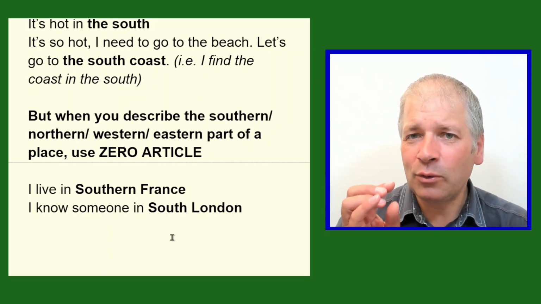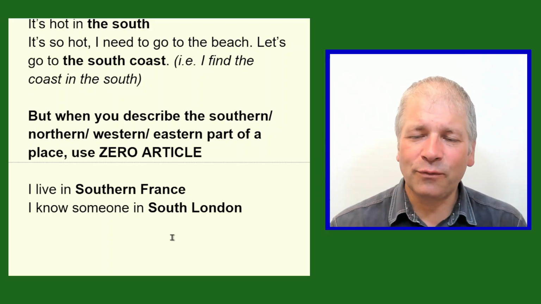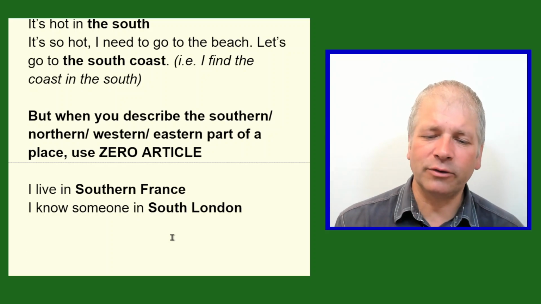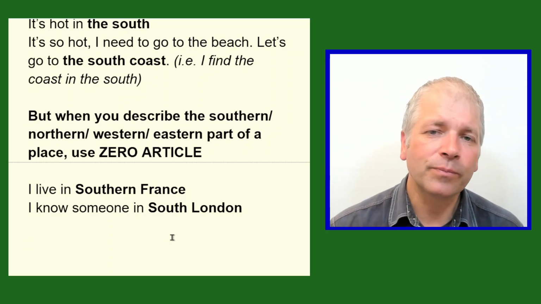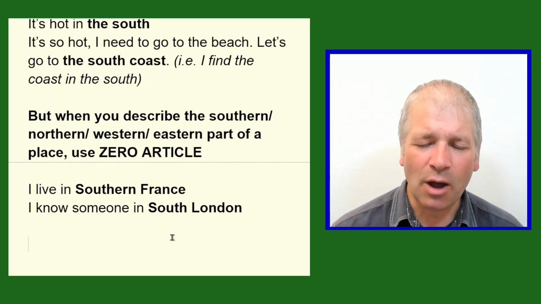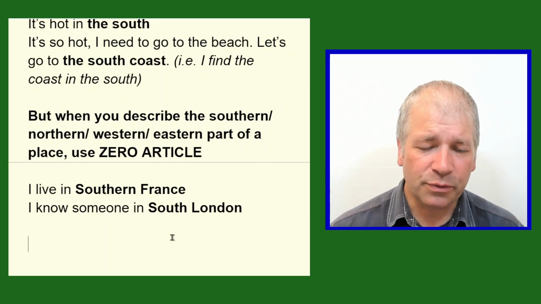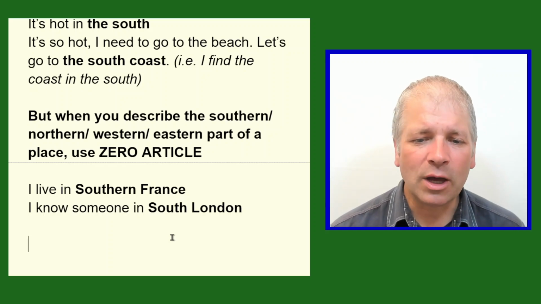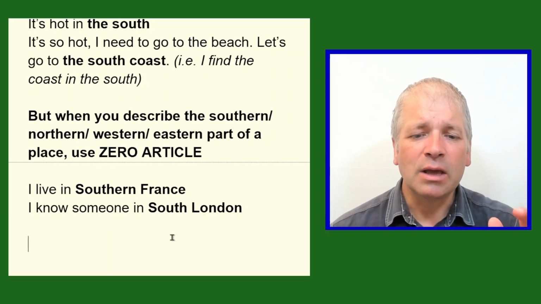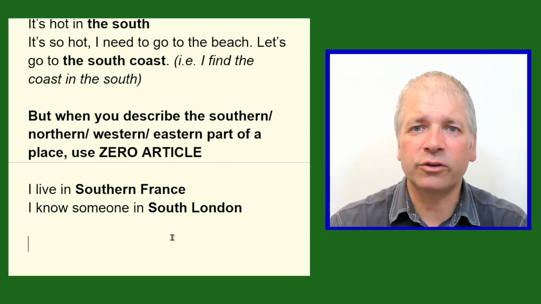We're not referring to London, which is in the south. We're referring to not the whole of London, just the part of London which is the south part, the southern part. In both of these instances, we don't use an article at all. We use zero article. So that is when it changes. That's when we don't use the. When we are trying to describe the southern, northern, western, eastern part of a place, don't use the article at all.